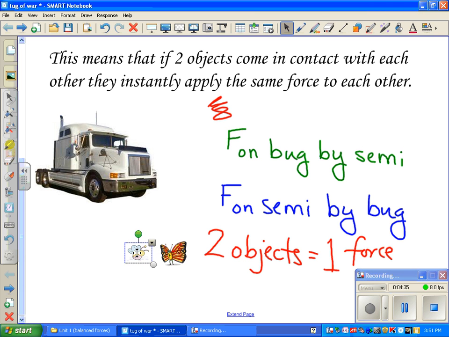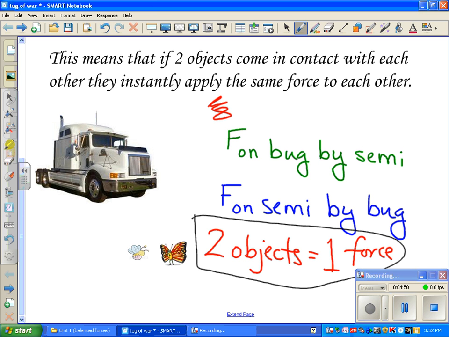How do their forces compare? It's the same. They both have the exact same force applied to each other. But two bugs slamming into each other might look a bit different than a bug slamming into a semi because they're obviously different objects, different masses, different sizes, all sorts of different variables at play. So the key thing you need to walk away with is this fact right here. Two objects result in one force. That's really Newton's third law.